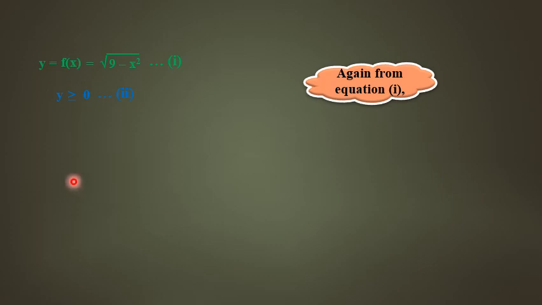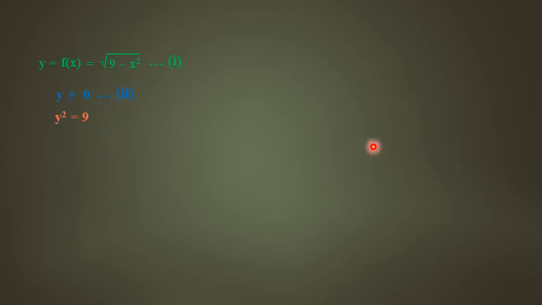Range we are finding, y must be always greater than or equal to 0. Yes, now y square will be always 9 minus x square. So therefore x square equals 9 minus y square. Find the x value, it is plus or minus root of 9 minus y square. So then again, 9 minus this number must be always greater than or equal to 0. We are finding range now. This is the range part, okay?